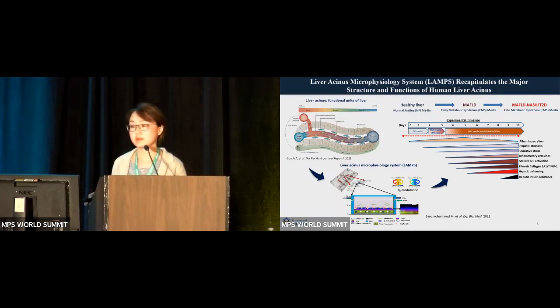We also developed a matrix to quantify the disease-related phenotypes such as albumin secretion, hepatic steatosis, oxidative stress, inflammatory cytokine release, stellate cell activation, fibrosis, and etc. And all the measurements here are consistent with the clinical data.